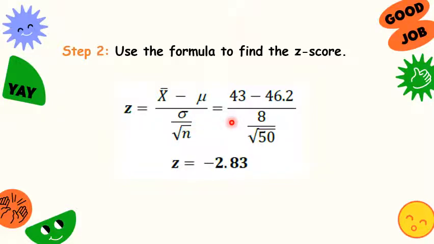So, substitute the values. Ang ating sample mean is 43 minus population mean 46.2 divided by yung ating population standard deviation is 8 over the square root of the sample size, 50. So, kung i-compute nyo ito using your calculator, ang dapat na makukuha nyo dyan ay negative 2.83.